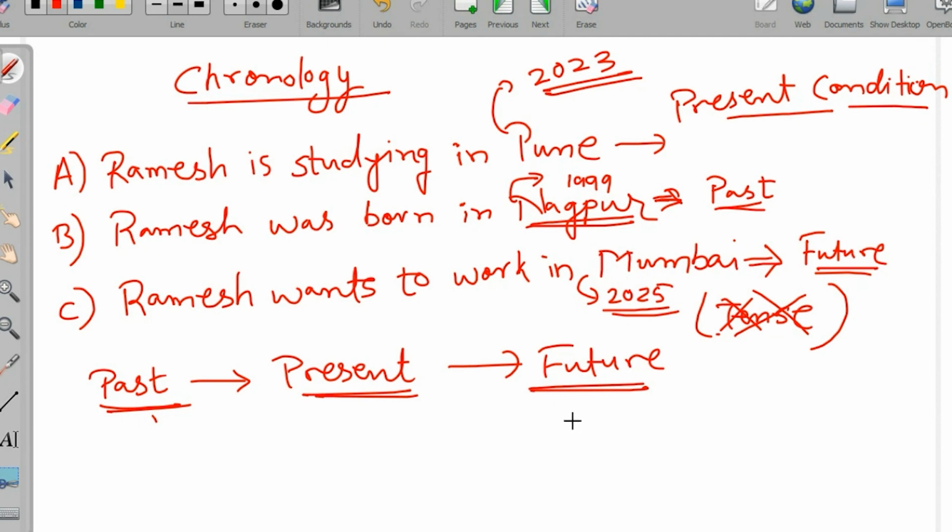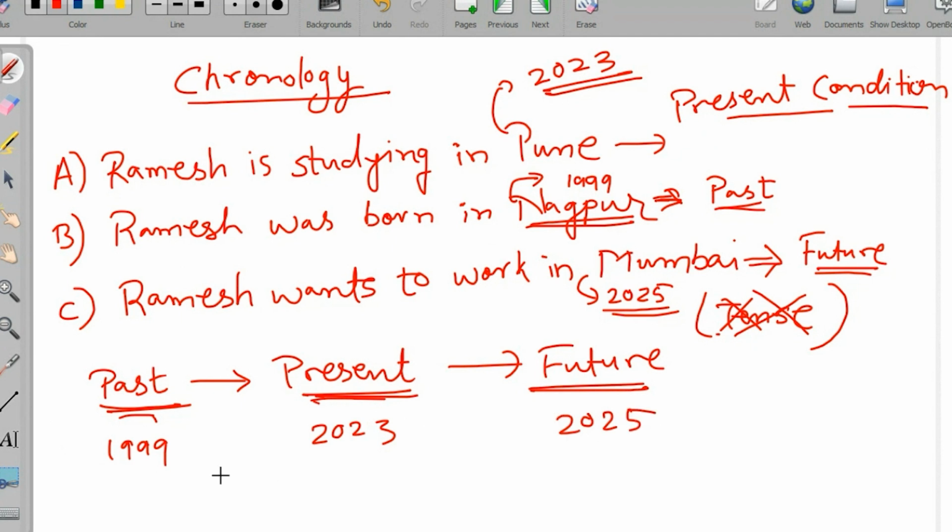Okay? So this is about a past incident, this is about a present incident, and this is about a future incident. Do not commit the mistake of identifying the tense and then deciding the chronology. Always see when the incident has happened, or is it happening, or is it going to happen. So past, then present, and after present, future. So the 1999 statement comes first, then the 2023 one, and then the 2025 one.